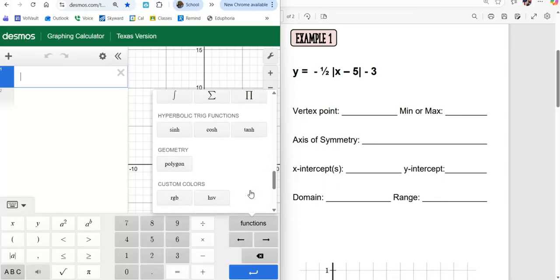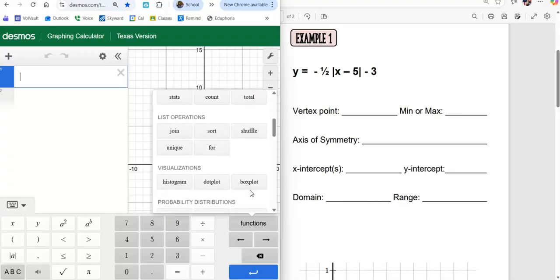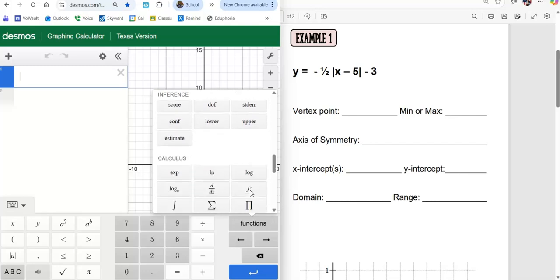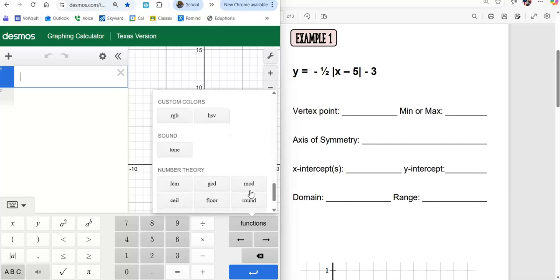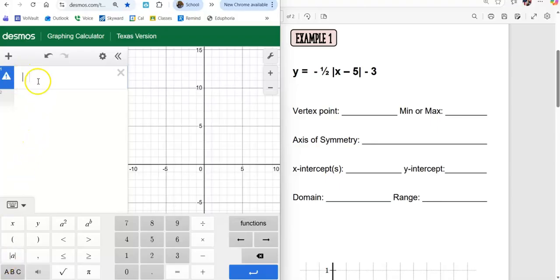And absolute value is, where's absolute value? Oh, right here. It's covering this up. But you click this, and it makes a vertical line. That's absolute value. Okay, so for this equation, it's y equals negative 1 over 2. So everyone's able to type this in, right? You click right here on Desmos to get that vertical line for absolute value, x minus 5. Click it again to close the absolute value, minus 3. Right? Looking up here? Yep.